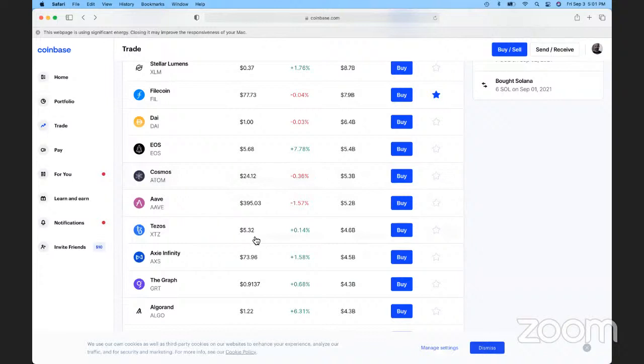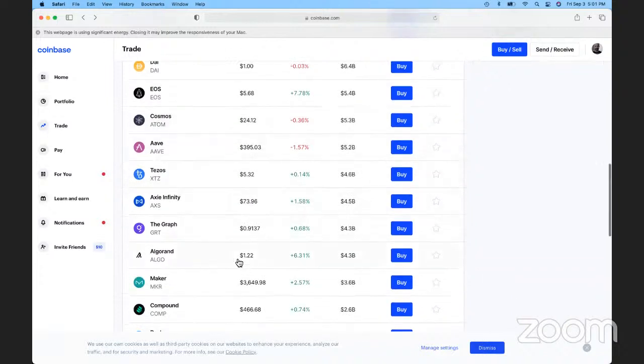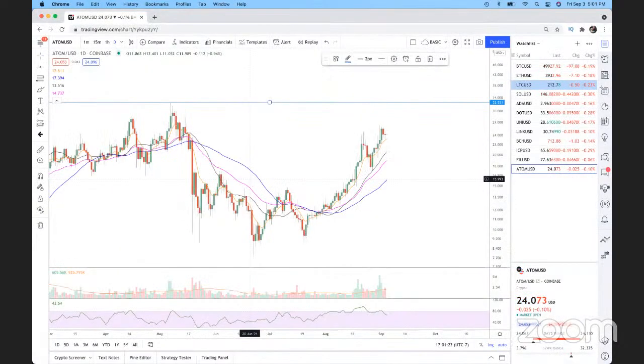And another one on the market. The other one was XTZ.